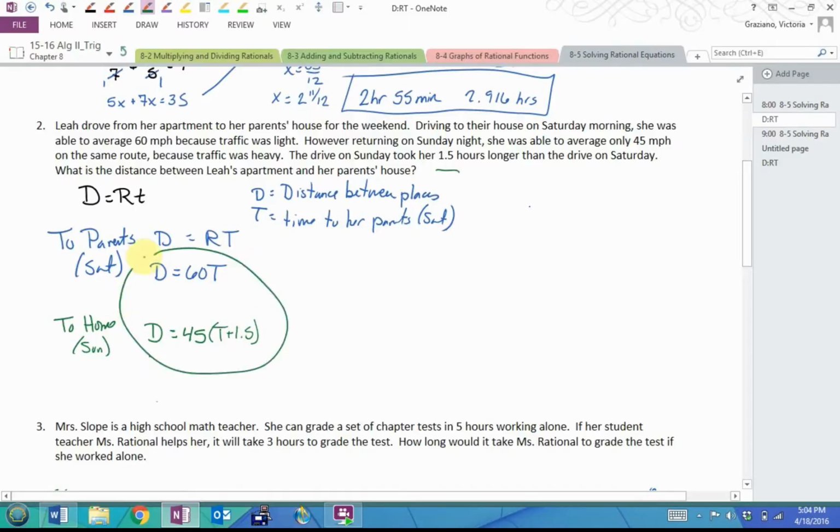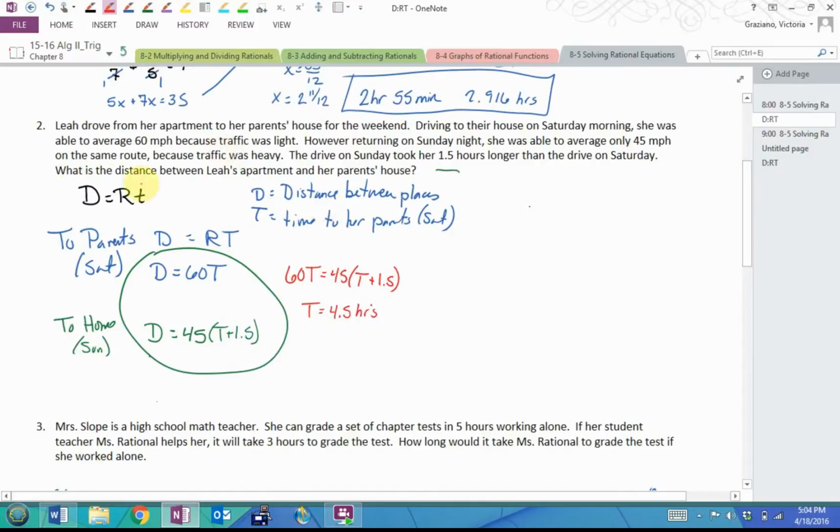Okay, so I have these two equations. They're both equal to the exact same distance. So we can just go ahead and set these two equal to each other. And do some algebra and solve, and we get that time is 4.5 hours. Okay, so that helps us.